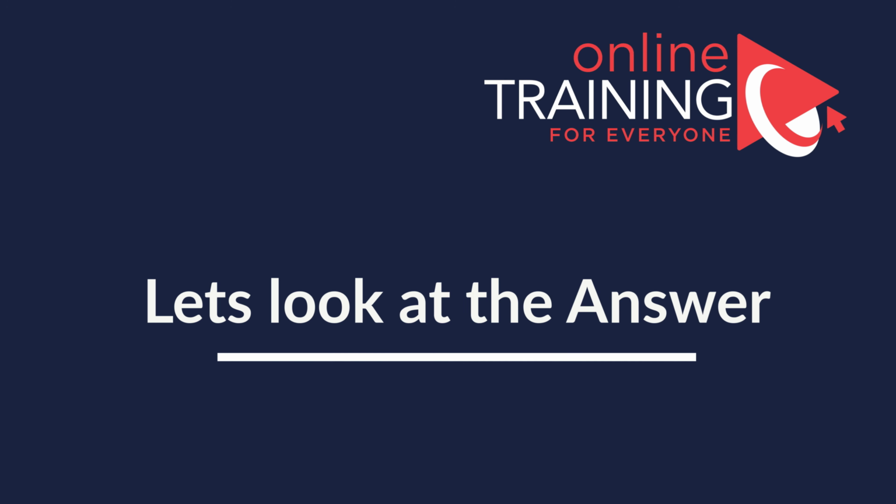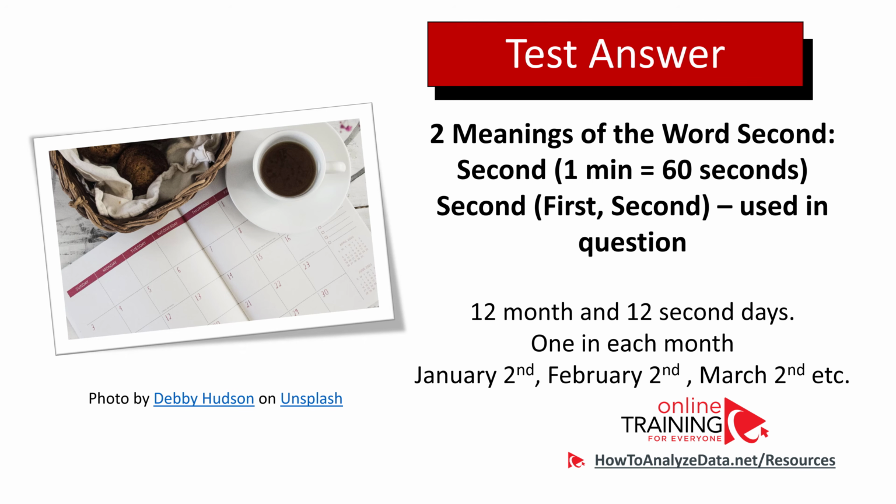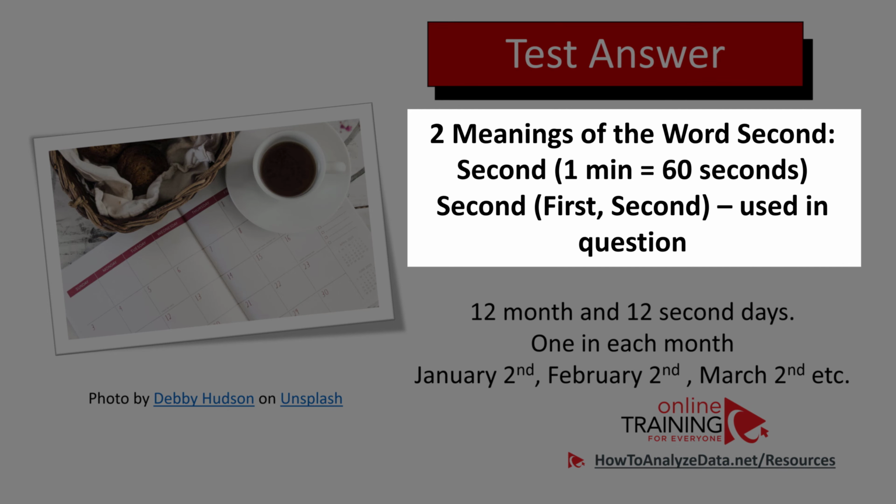Now let's continue and get to the correct solution together. Obviously, this is a tricky question, and it challenges you in understanding of the word second. There are 2 meanings in the word second. One is second, for example, 1 minute has 60 seconds. But the other is second, where you have sequence of first and second. And the second meaning of the second is used in this particular question.